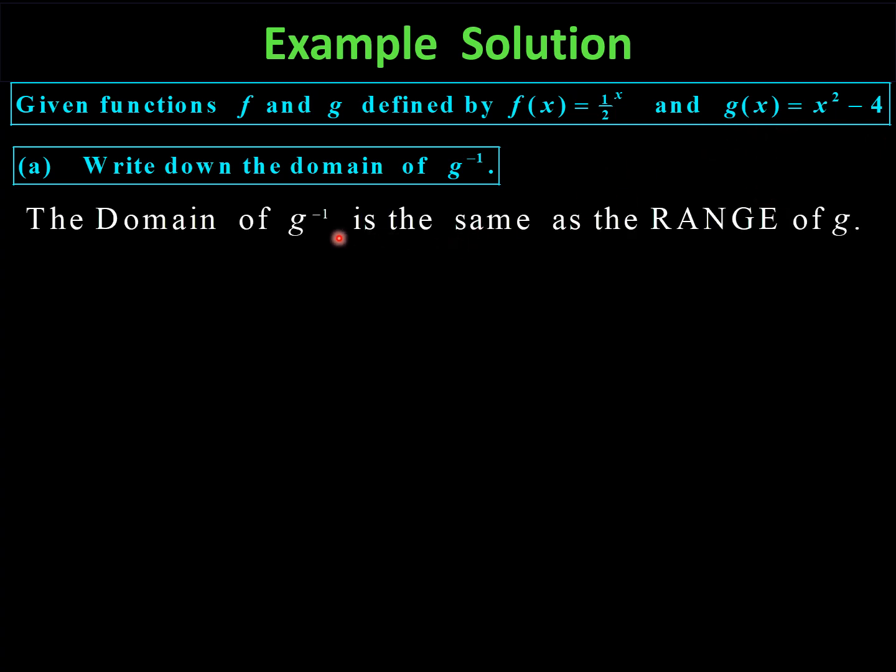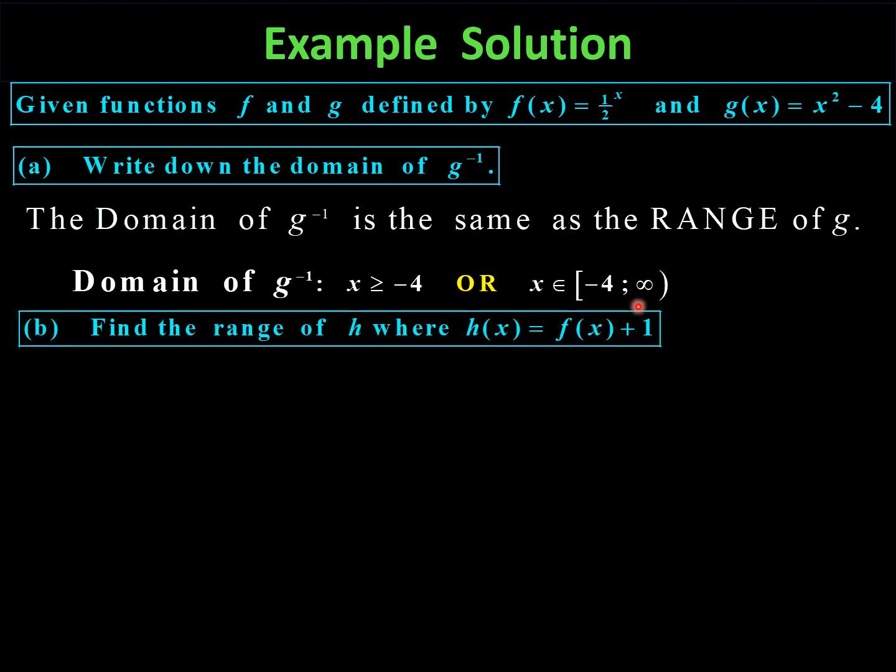Now the domain of the inverse is the same as the range of g. What would the range of g be? That's right, you look at the y-intercept there. The range of this one is y greater than or equal to -4. So the domain there would be x greater or equal to -4. We can either write it in this notation or we can write it in interval notation. I would recommend the interval notation.